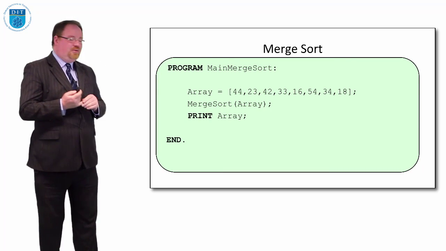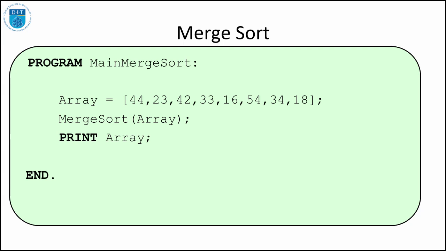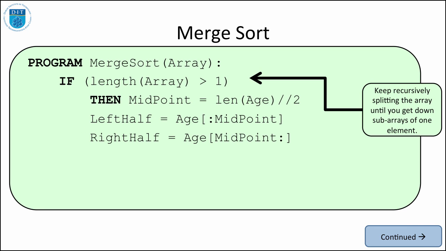So let's look at our code. Our main merge sort program simply declares the array, calls merge sort passing in the array as a parameter, and then prints out the array. So let's see what merge sort does.